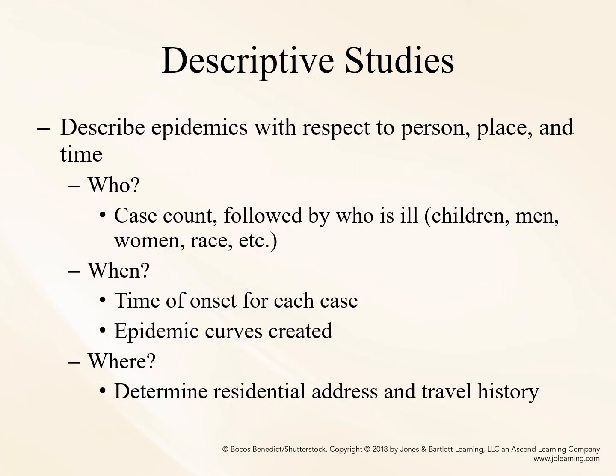So again, descriptive studies describe epidemics. They answer who. They develop a case count followed by who is ill, right? Children, men, women, what race are they, etc. When, they discover the time of onset for each case, and they create an epidemic curve. And they work on where. So determine residential address and travel history.